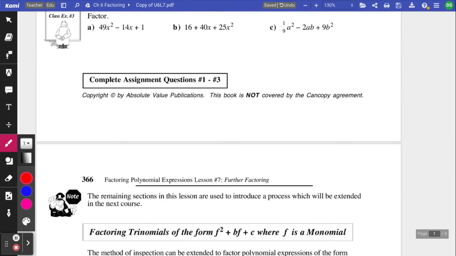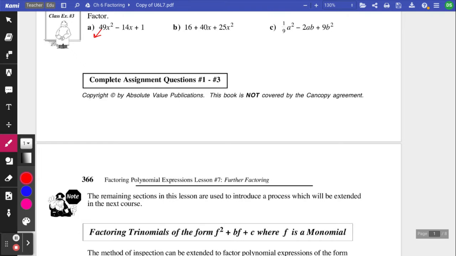Class example 3. What if they say to factor this? Well, here's the reason we're learning this. This is what Victor's question was about a little bit. If you have a perfectly square trinomial, factoring is easy. So is this a perfectly square trinomial?